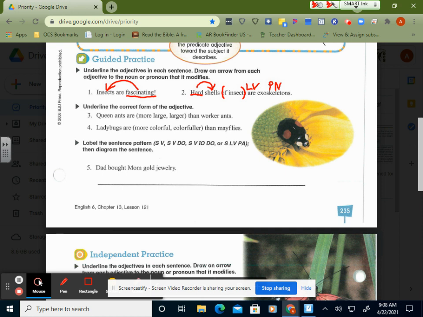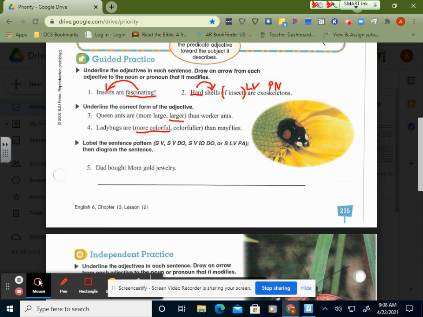All right. Underline the correct form of the adjective. Queen ants are more large or larger, Kelsey Woods? Larger. Underline larger. Ladybugs are more colorful or colorfuler than mayflies, Silas? More colorful.